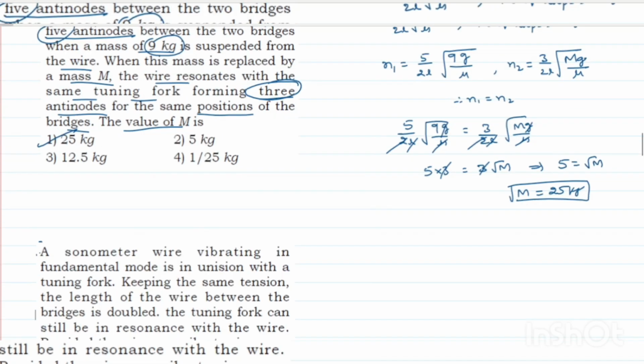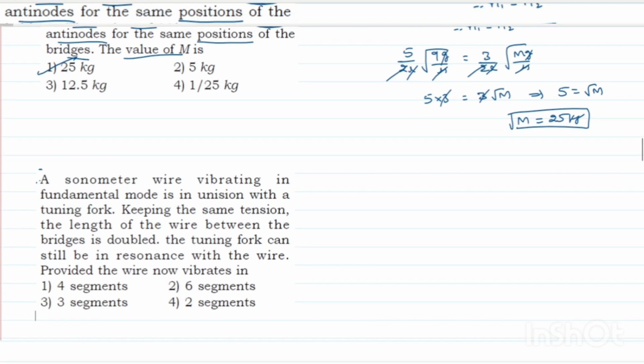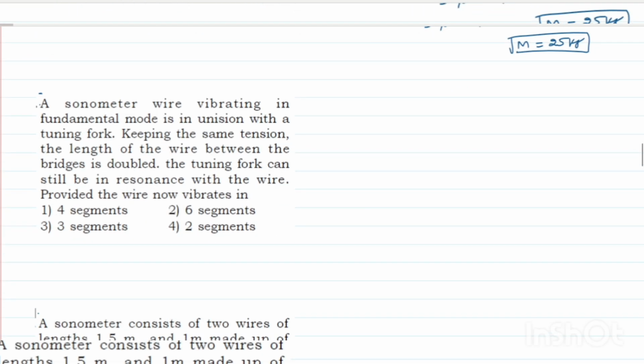Let us see the next question, students. Here a sonometer wire is vibrating in the fundamental mode, in unison with a tuning fork. Keeping the same tension, the length of the wire between the bridges is doubled. The tuning fork can still be in resonance with the wire, provided the wire now vibrates in.